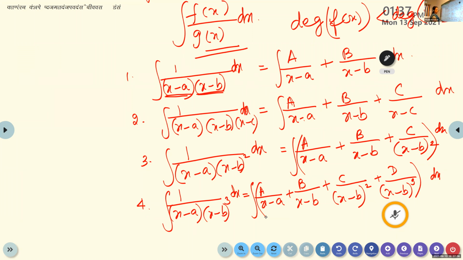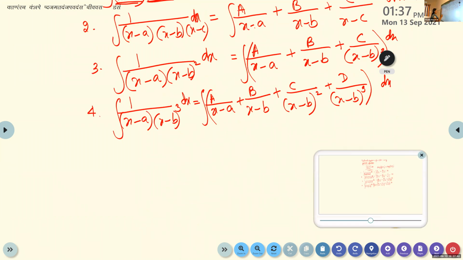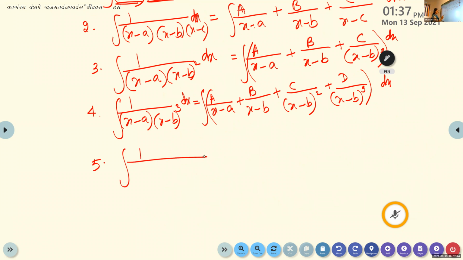Now, the next type. Look at the next one. Suppose it is like this: integral of 1 by ax square plus bx plus c into dx. So here we have a quadratic, isn't it? We have a quadratic function. Earlier we have discussed one method, isn't it?